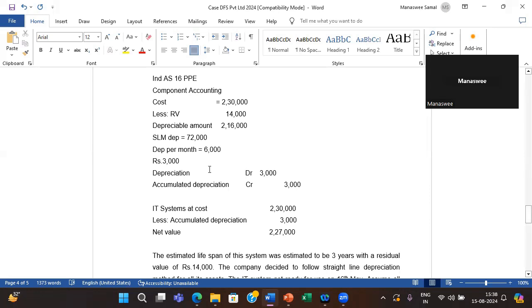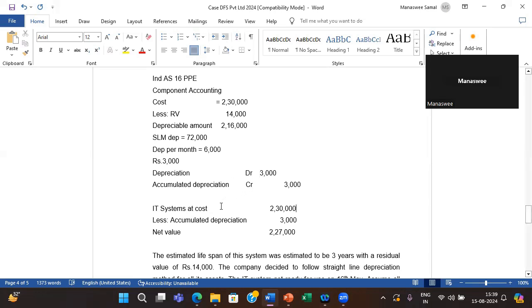What is the advantage with this kind of journal entry? Depreciation is an expense in both cases. Whether we credit IT systems or accumulated depreciation, it will go to the P&L. Therefore, our P&L doesn't have any problem. But don't you think now the IT systems account will continue at a value of 2,30,000 because you never touched that asset, isn't it? You'll have another account called accumulated depreciation, which will have a credit balance of 3,000 rupees.